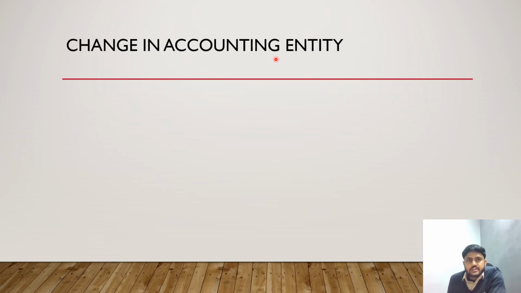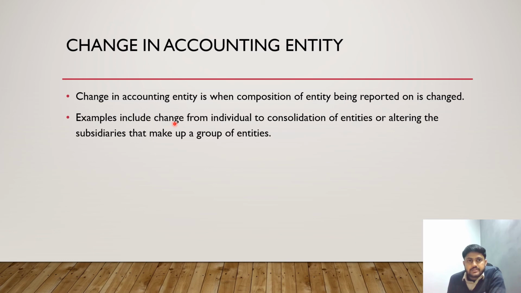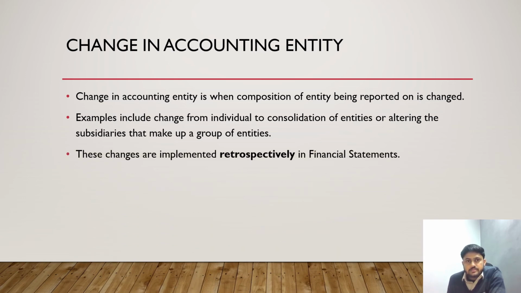Next topic is change in accounting entity. What does that mean? Change in accounting entity is when composition of the entity being reported on is changed. Examples include change from individual to consolidation of entities. If you are consolidating financial statements of two entities in the current year, you'll have to consolidate the financial statements of the previous year also, right? So what does that mean? That means that it should always be implemented retrospectively.